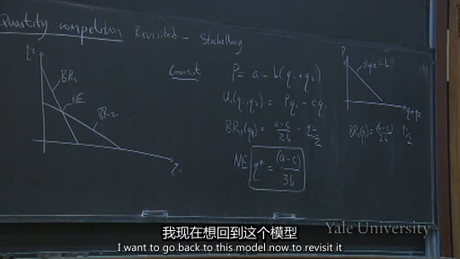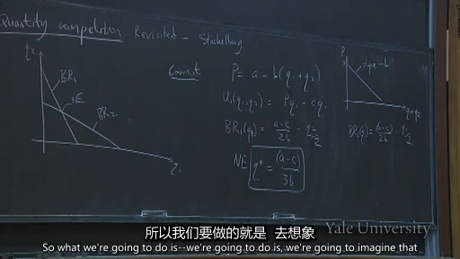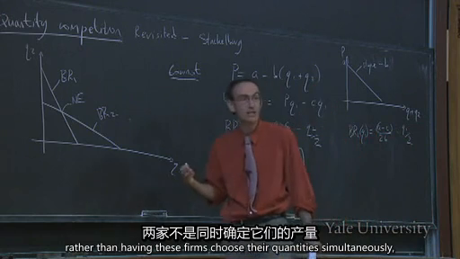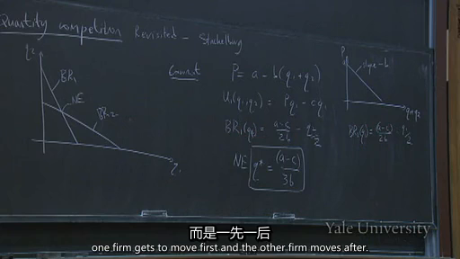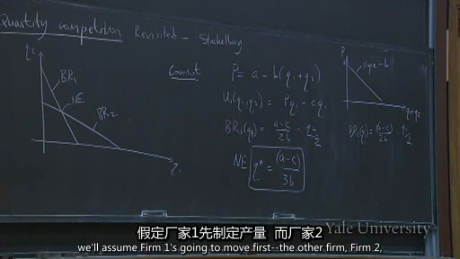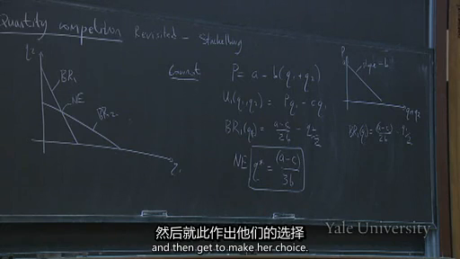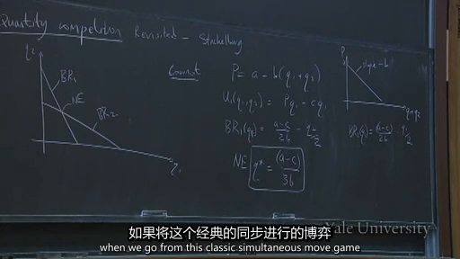I want to go back to this model now to revisit it in the context of thinking about sequential or dynamic games. So what we're going to do is imagine that rather than having these firms choose their quantities simultaneously, one firm gets to move first and the other firm moves after. Let's be clear, we'll assume firm 1 is going to move first, and the other, firm 2, is going to get to observe what firm 1 has chosen and then get to make her choice. So we're just going to see what difference it makes when we go from this classic simultaneous move game into a sequential move game.